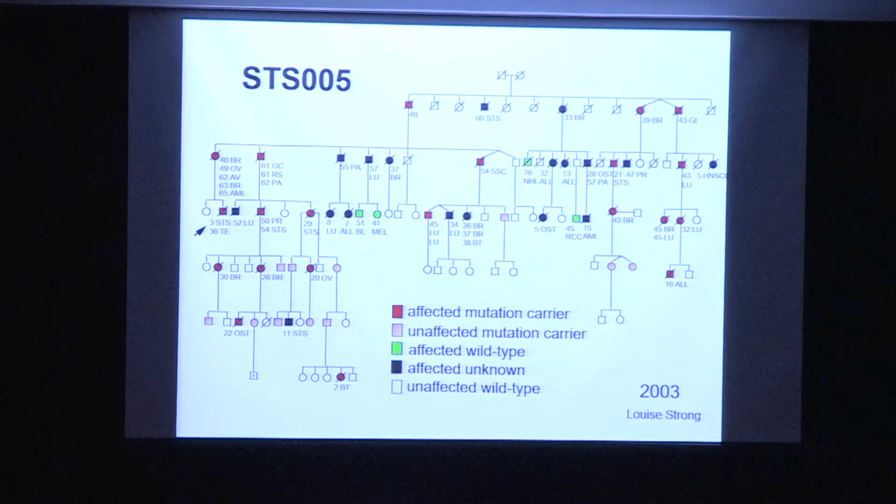This is now a pedigree from a family that my colleague Louise Strong at MD Anderson has collected for almost 40 years. And these are individuals that inherit a p53 mutation in their whole body. And if they inherit a p53 mutation, they are highly prone to getting all kinds of cancers. So let's just go through this slide. Any individual that is in red is a person that has a p53 mutation, and they also have a tumor or tumors of sorts. The individuals in pink are unaffected individuals. They have a p53 mutation, but at the time of this pedigree in 2003, they do not yet have cancer.